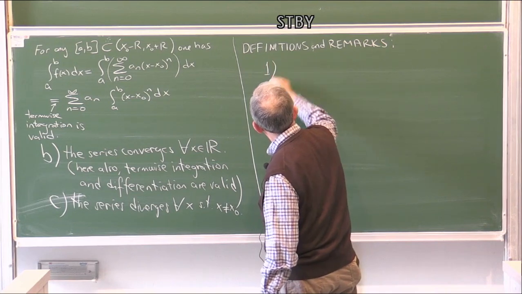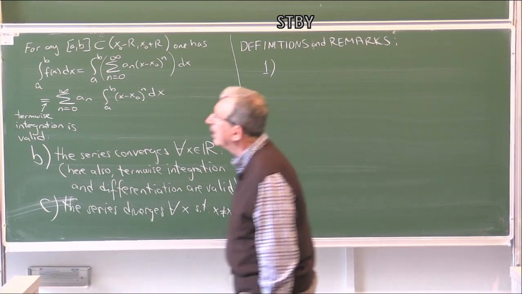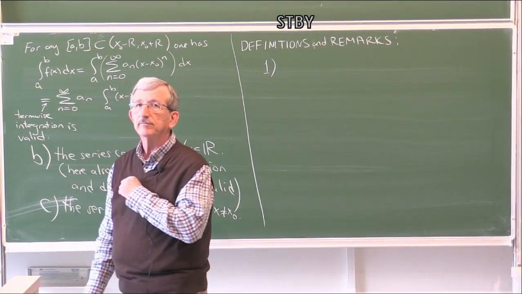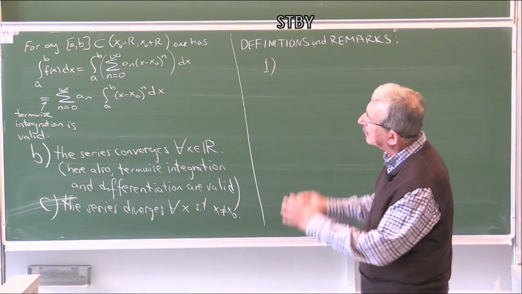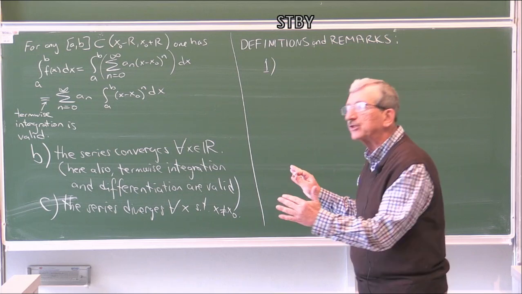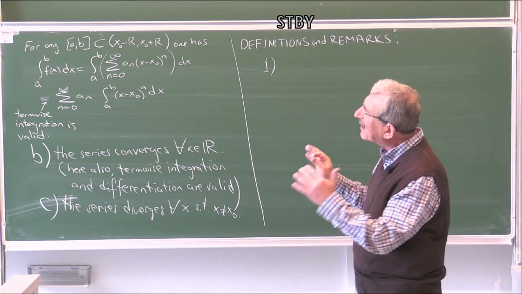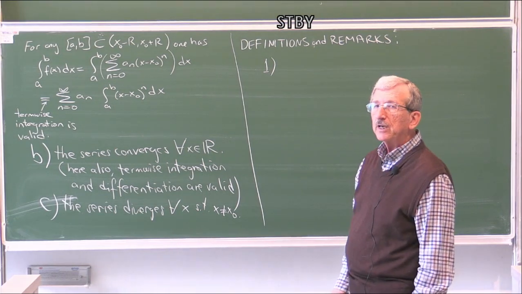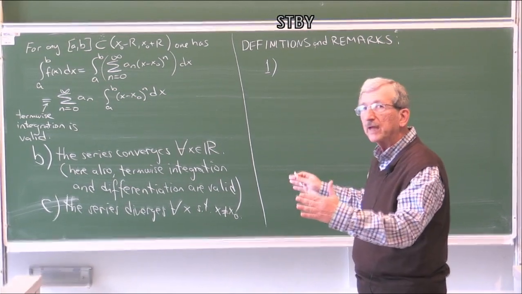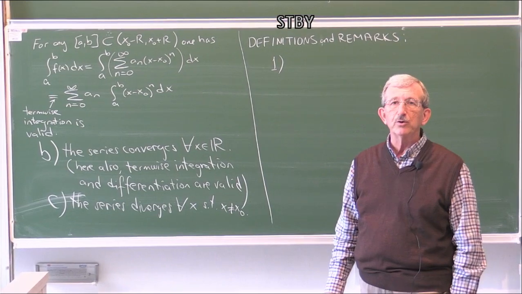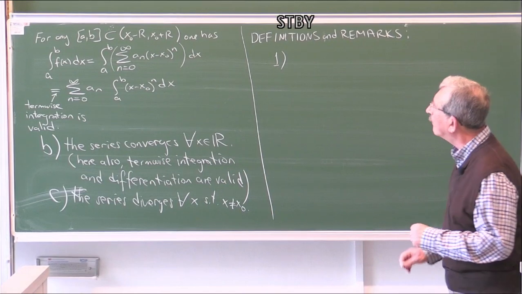Well, firstly, in part A of the theorem, we have a real number R. This real number R tells us that we can go away from x0 by a distance of R. It's a positive number, and in that interval, we have convergence. Now, if we go outside that interval, except for the endpoints, we have divergence. So it limits the values of x to an interval where we have convergence.